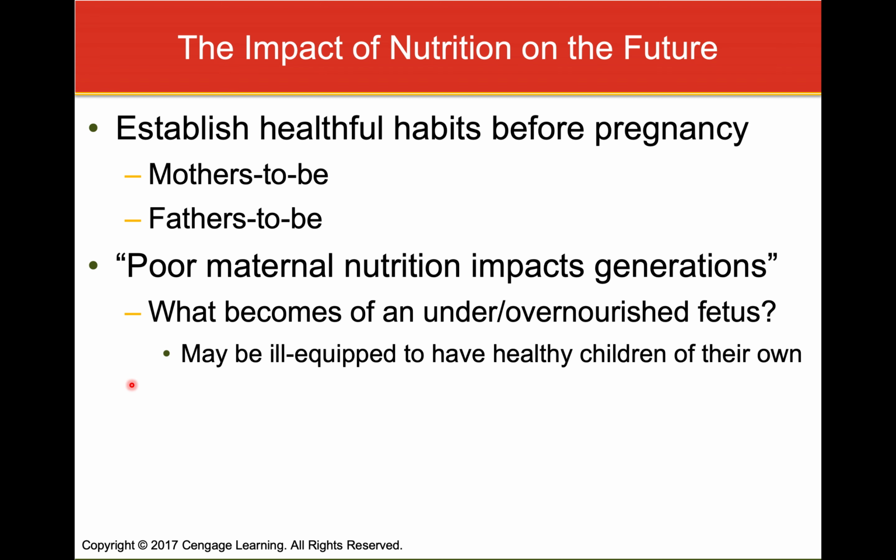So it's not just about making sure that the baby that you're having is healthful and is able to grow and develop, but if you do not supply that baby with the right nutrients, the right amount of calories, then you are creating a baby that might not be able to grow to have children themselves. So it becomes this perpetual cycle. A poor pregnancy with a poorly nourished baby creates a poorly nourished adult with decreased ability to have healthful children of their own. So it impacts generations.